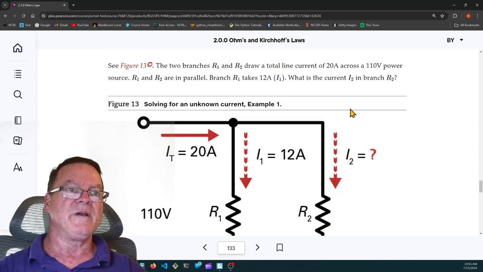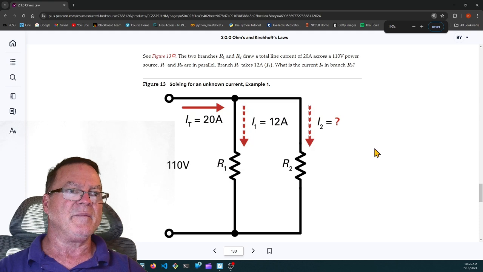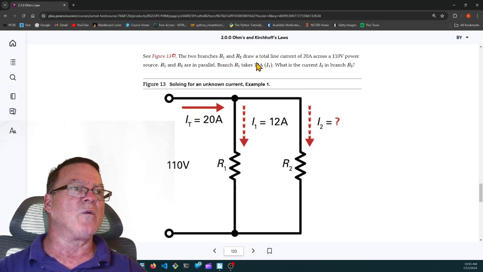Example number 1, see figure 13. Make it a little smaller. The two branches R1 and R2 draw a total line current of 20 amps across a 110 volt power source. R1 and R2 are in parallel. Branch R1 takes 12 amps. What is the current in I2 in branch R2?